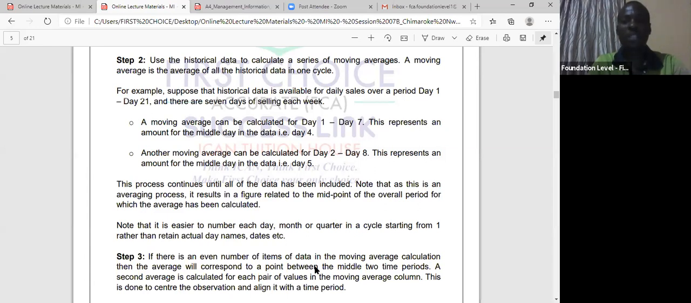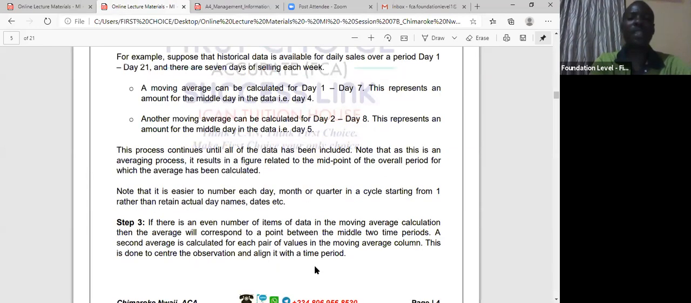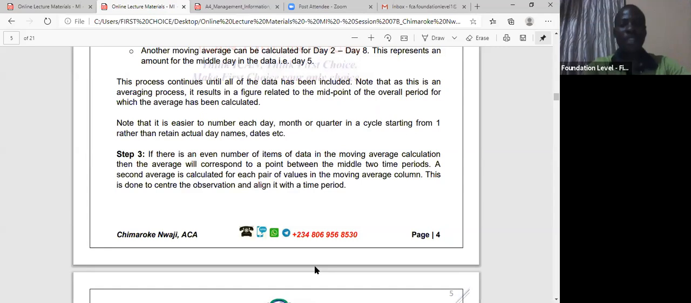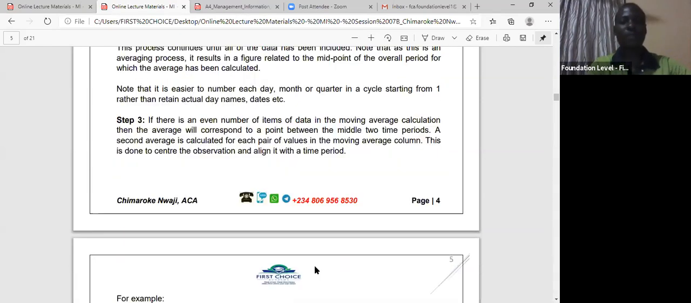You can achieve that. But when you have even numbers, let's say 4 quarters, 4 weeks in a month, 12 months, the cycle that makes up one complete season, if it is even, then you go to step 3 by calculating the average of the averages. So you look at 2 averages that do not fall in a particular line or particular quarter or day. You find the average and put the average to correspond with a given period.